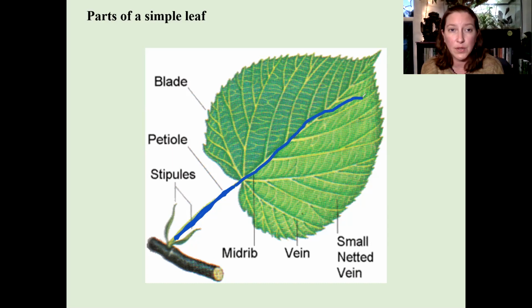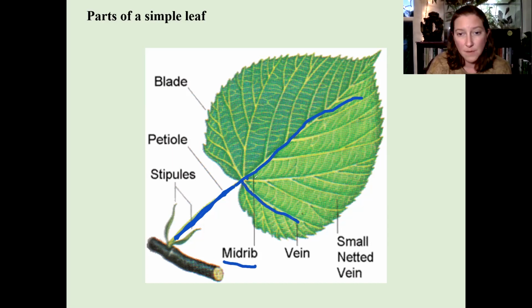If you're looking at a simple leaf, usually there's a midrib, which is the central vein of the vascular system in the leaf. And then there will be other veins coming off of that midvein. And there may even be some smaller ones in between those other veins.